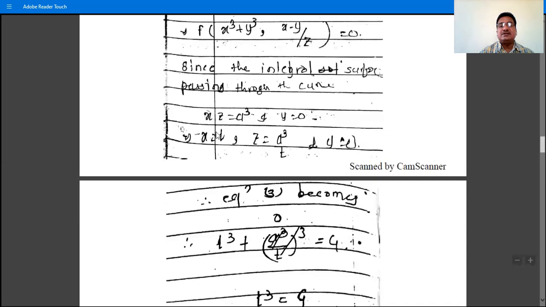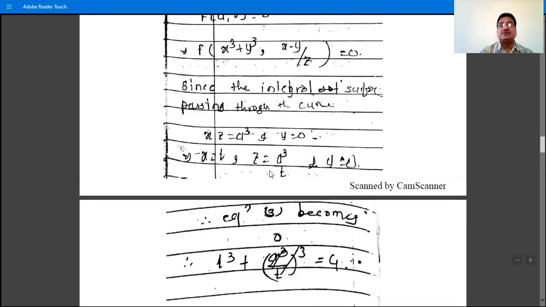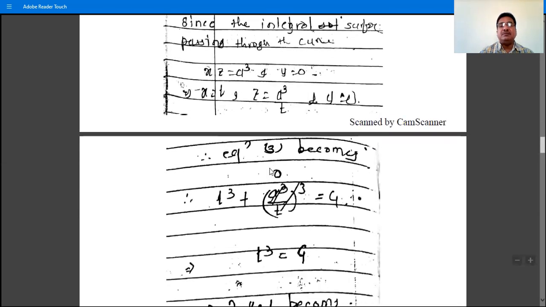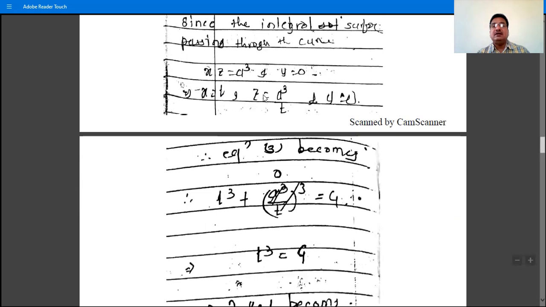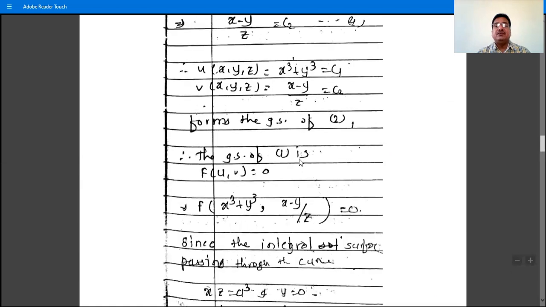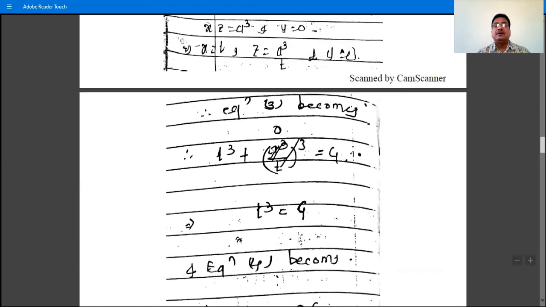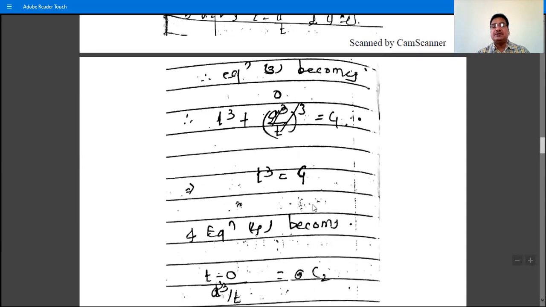So take x as t and z as a cube by t. So what we have then, x into z, that is t into a cube by t, is a cube, and y as 0. So we have to find the relation between C1 and C2 from equation number 3 and 4. So from equation 3, substitute x as t, z as a cube by t, and y as 0 in equation number 3. So we have x cube plus y cube, that is t cube plus 0 cube is equal to C1, means t cube is equal to C1.